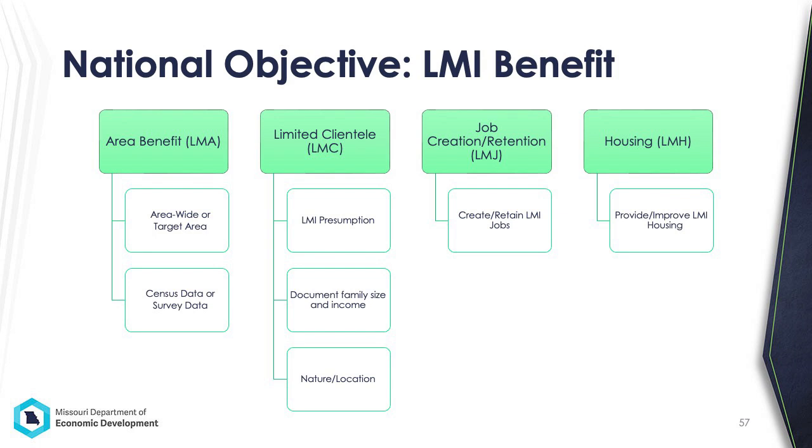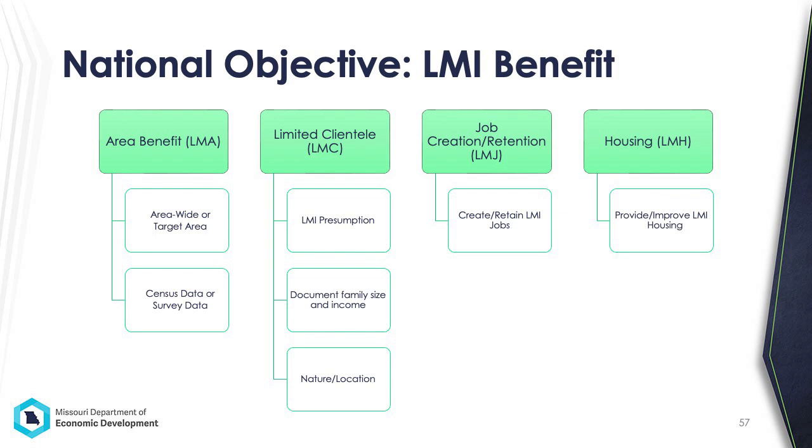Area benefit is the most commonly used. LMA applies when the project benefits all residents in a particular area, where at least 51% of residents are LMI persons. Examples might include improvements to public infrastructure like street improvements or rehabilitation of a community center. Area benefit could cover an entire jurisdiction under area-wide benefit or a specific portion of the jurisdiction under target area benefit.